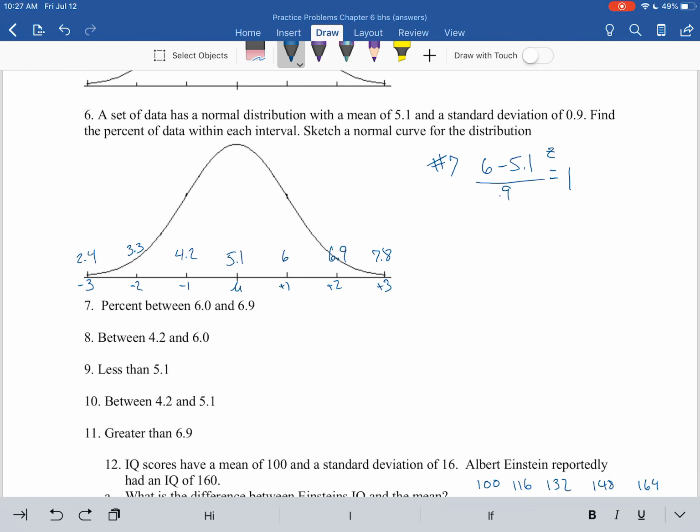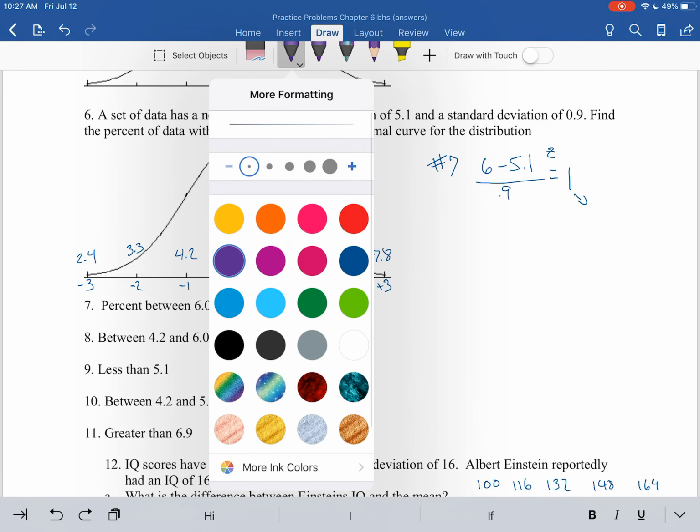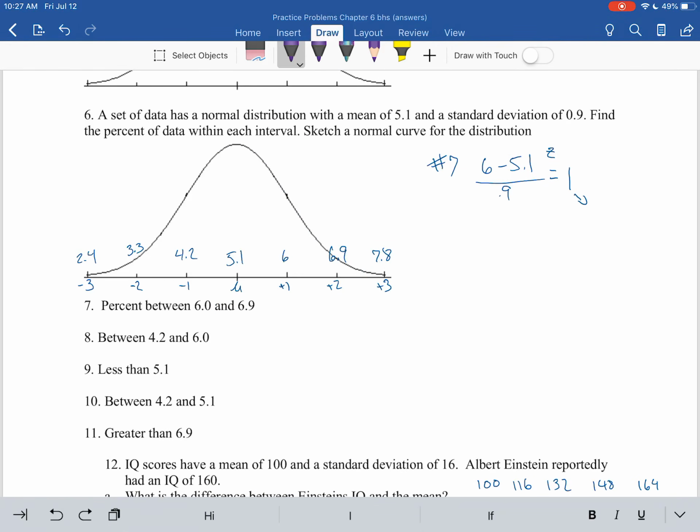And if you take 1 and go to our table on the back, you'll find the cumulative area to the left, so everything from this point and to the left, which is what the book gives us as the cumulative probability. It'll be 0.8413. And that is how much area is underneath the curve.